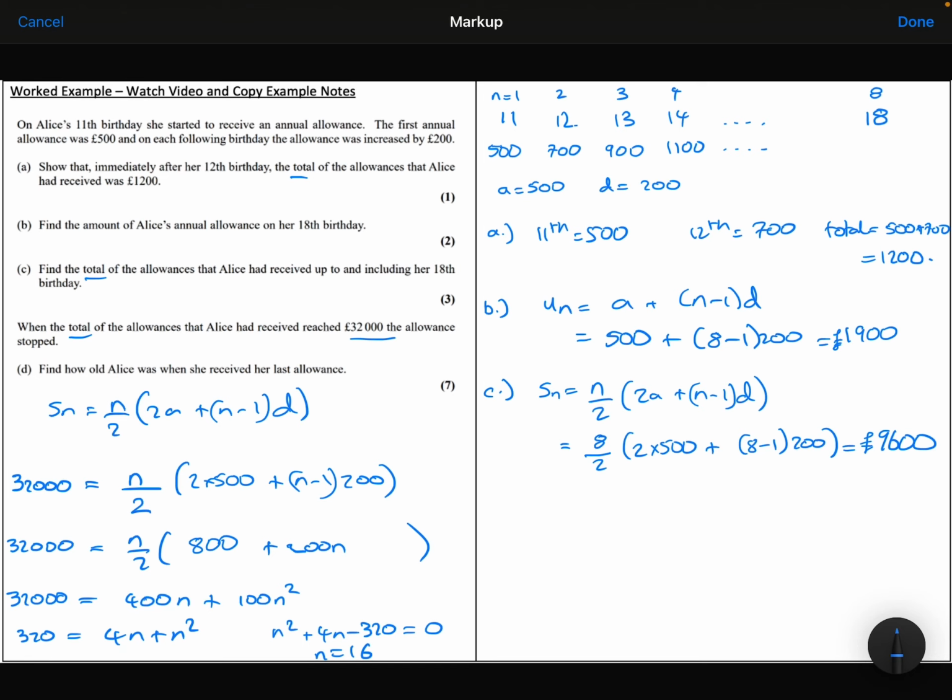minus 20, which is obviously not going to be a suitable answer to this question. So n is 16, the 16th number in this sequence. So the 16th number would be when she was 26 years old. So 26 years is the answer to part D.